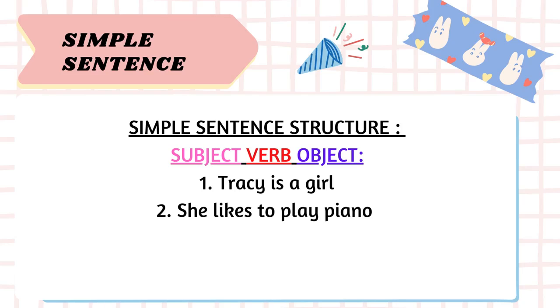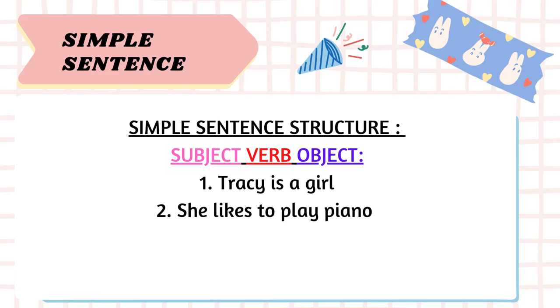So what is a simple sentence? A simple sentence is made of one subject, verb, and object. Let's take a look at this sentence. Tracy is a girl. The second sentence is she likes to play piano. So Tracy and she are the subjects here. Girl is an object here, and play piano is the verb and the object in the second sentence.